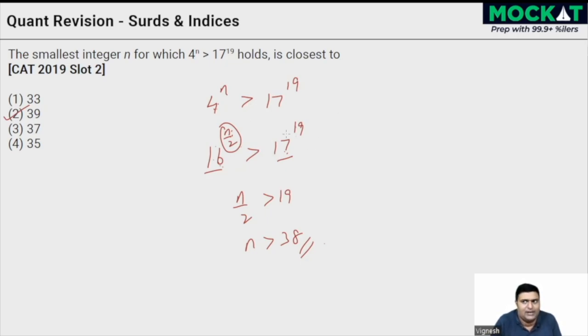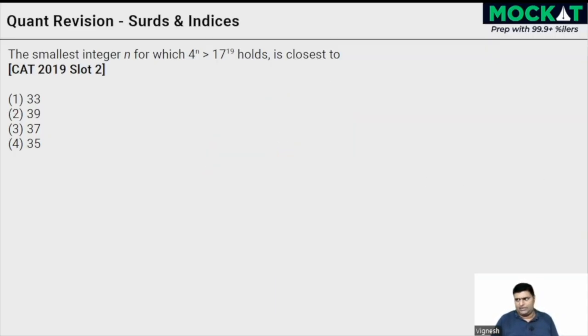Exact value, how to find all of that, they don't even want that. They just want you to observe one basic simple thing, that with a smaller base, the power should definitely be greater. And that's it. So this is one interesting question. The last one before we end the session.